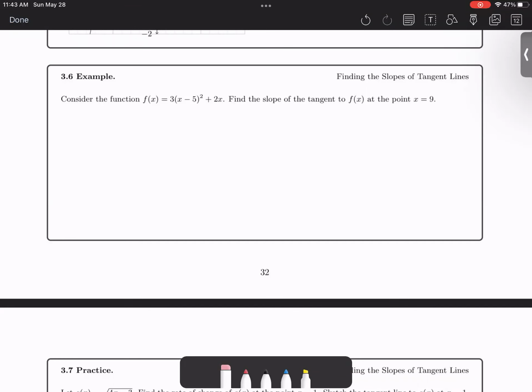Example 3.6, finding the slope of a tangent line. So consider the function f of x, which is 3 times x minus 5 squared plus 2x. Find the slope of the tangent line to f of x at the point x is equal to 9.